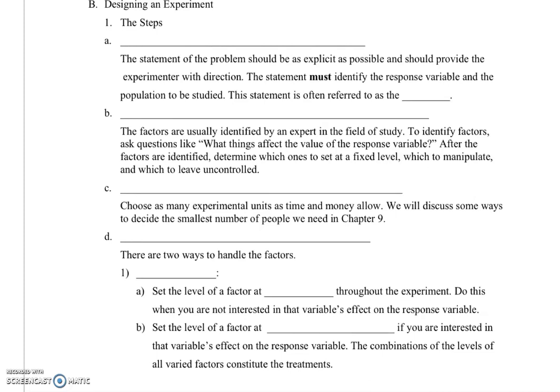So in the last video, we did some definitions about experiments. Now we're going to talk about how we actually design an experiment. So the first thing we need to do is identify the problem we want solved.